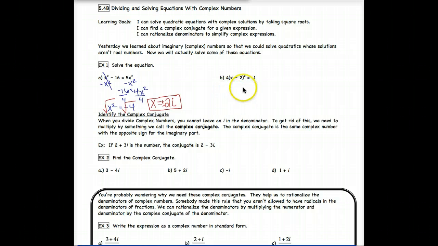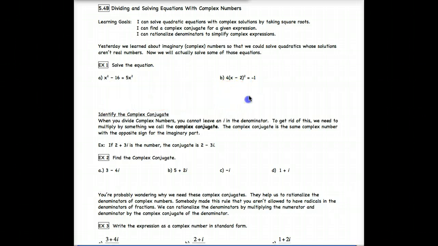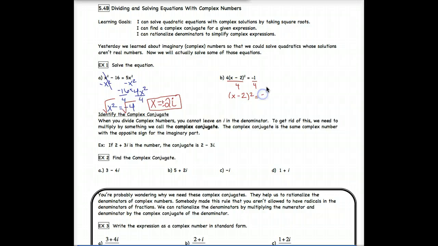Let's look at one more of those. Again, it's all the same steps as what we did in, I think it was 5.3b. But we need to get the squared term alone here. This 4 is in my way, so I'm going to divide. That gives me x minus 2 squared equals negative 1/4. Now that the squared term is alone, I'm going to take the square root on both sides.